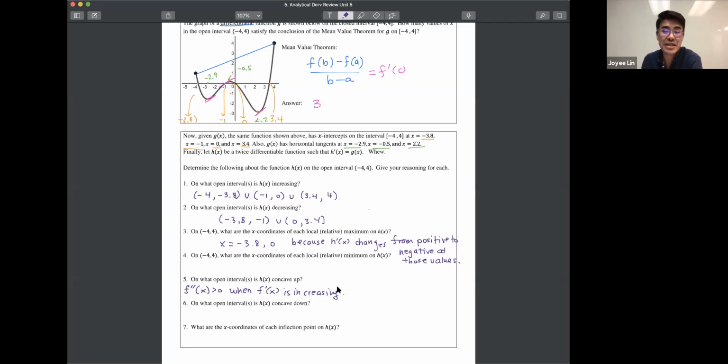When is f of x increasing? That's literally when it's sloping upwards, right? So it's sloping upwards from -2.9, right? That was the value they gave us. They said the horizontal tangent line was at -2.9 all the way to -0.5, right? And then we have another one at 2.2. And it's not going to be infinity. We're bounded here at 4.